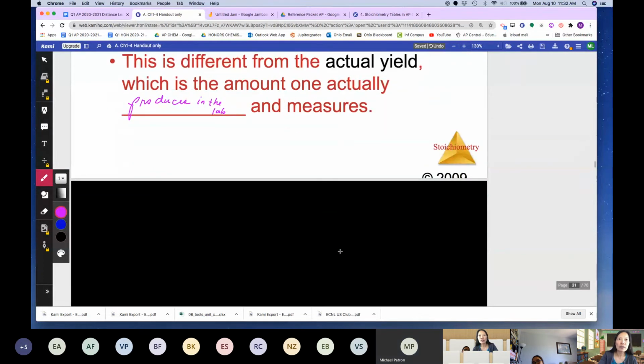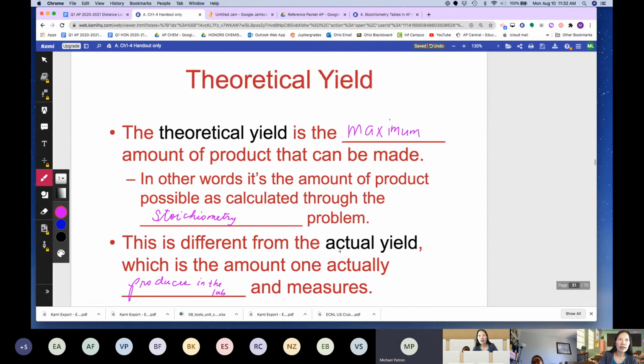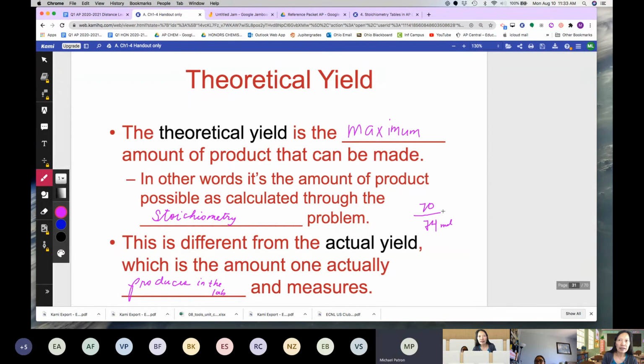If you divide those from each other, let's say that theoretically you should get 74 moles. Put that in the bottom. And let's say that you only got 70. Put that on top. You multiply by 100, and you're going to get something called your yield, your percent yield. And you read about that already, right? Yes. Yeah, that's percent yield. Okay.